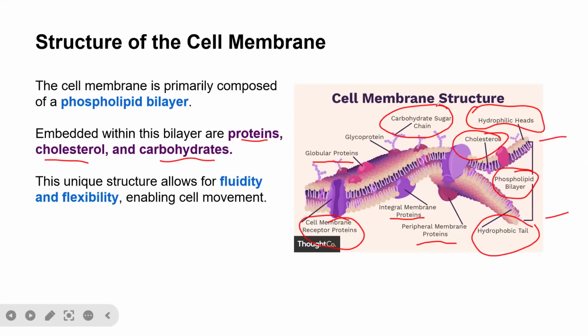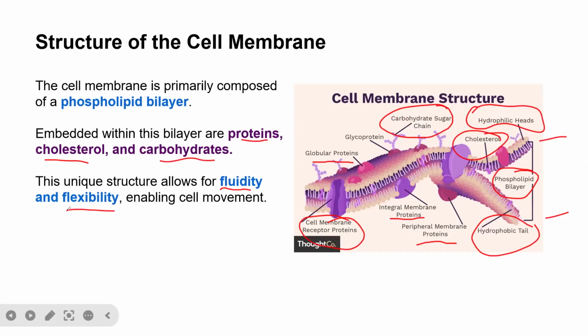So these are the major biomolecules that are embedded within the phospholipid bilayer. The structure of the cell membrane is majorly made up of phospholipid bilayer, and this phospholipid bilayer is made up of hydrophilic heads, you shouldn't forget this, and hydrophobic tails. In addition, other major biomolecules are also embedded, which include proteins, cholesterol, and carbohydrates. This phospholipid bilayer embedded with these biomolecules is what makes the membrane fluid in nature. It means that it is liquid in nature, and they are flexible. This fluidity and flexibility is what enables cell movement.